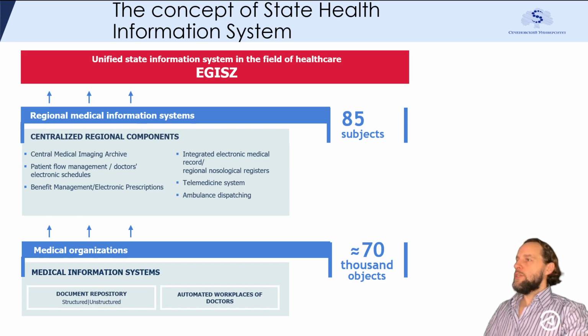This automation covers all subjects in the country, and the regional medical information system provides similar functionality as a centralized system, but covering only one territory. These regional components are central medical imaging archive, patient flow management, doctor scheduling, electronic prescriptions, integration of medical records from region to the general system in healthcare, telemedicine system, ambulance dispatching, and others.